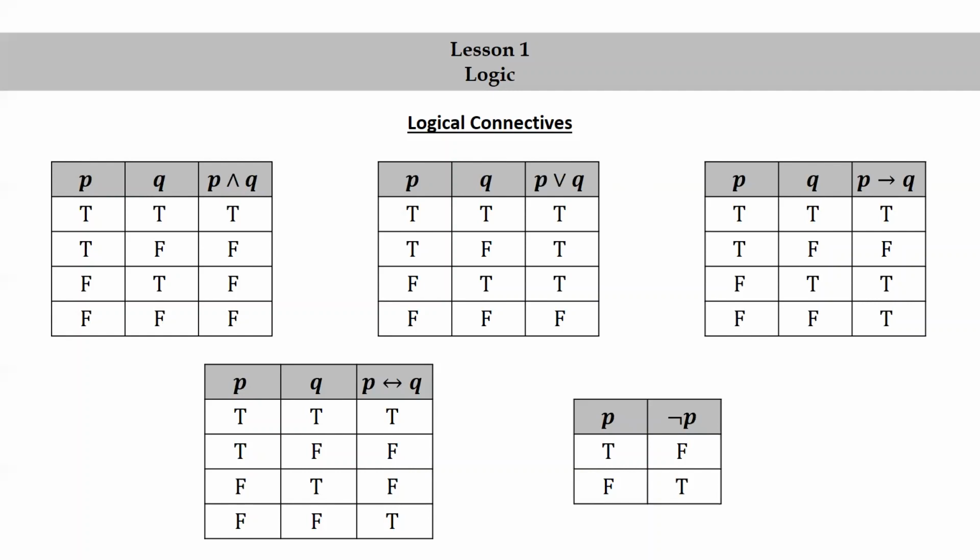Now's a good time to look at all the truth tables that we covered together. Here we see the truth tables for conjunction, disjunction, implication, if and only if, and the negation.